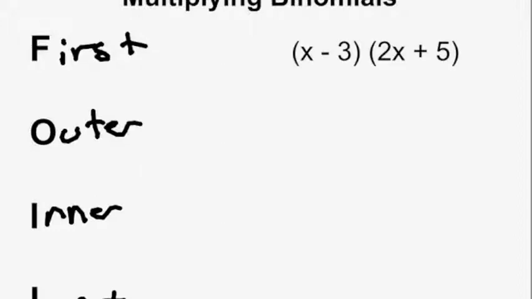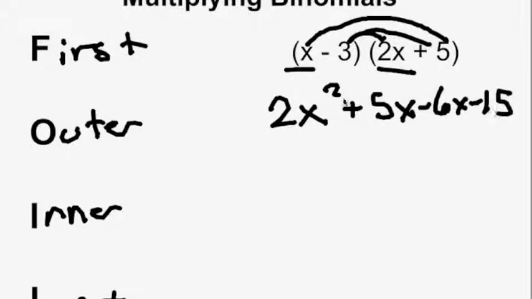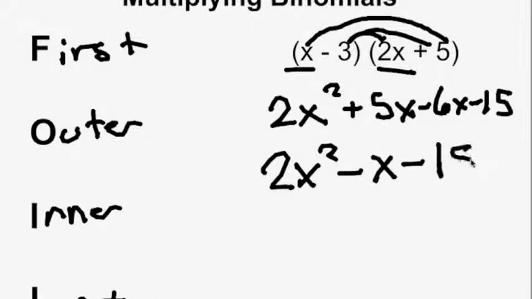So if you have the expression x minus 3 times 2x minus 5, first you would multiply the first terms together. So you would get 2x squared. Then you would multiply the outer terms together. So you'd get plus 5x. Then the inner, so minus 6x. And then the last, so minus 15. And that way you get your answer. And this can be simplified to 2x squared minus x minus 15. And that is how you multiply binomials together.